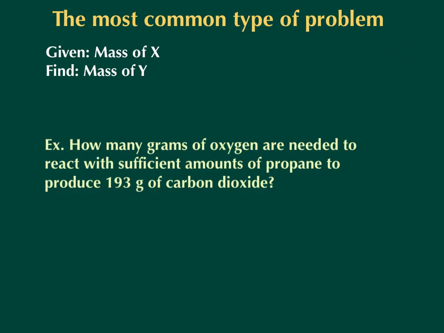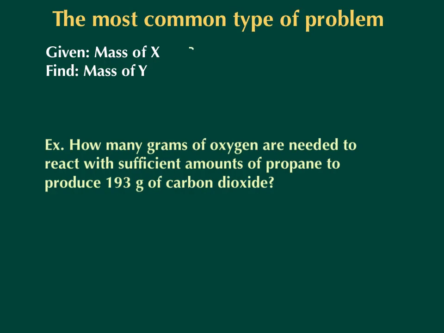Like I said, this is the most common type of problem in stoichiometry, and this is where you're going to be given the mass of one substance, we'll call it X, and you're asked to find the mass of another substance. Now you can go from a reactant to a product, from a reactant to another reactant, a product to a product, or a product to a reactant. It doesn't really matter as long as you have the balanced equation. So I want you to write down this generic form of how the action line is going to go.